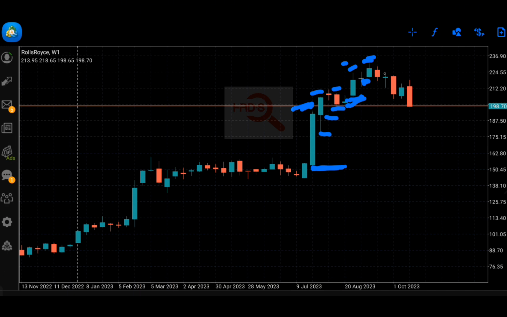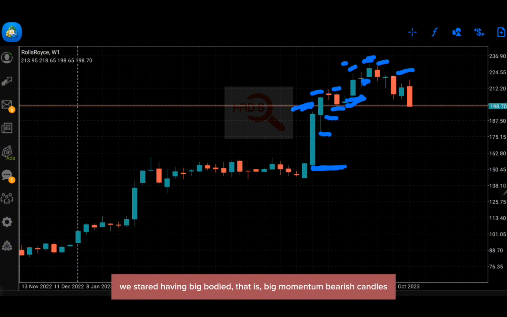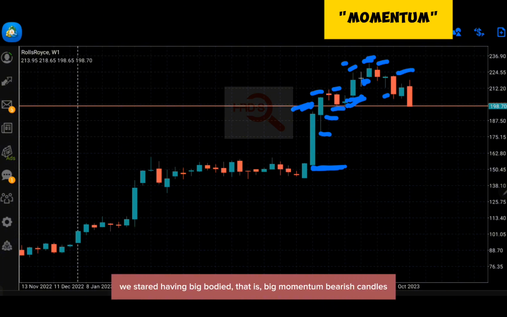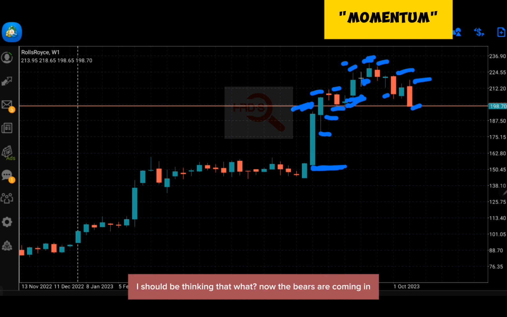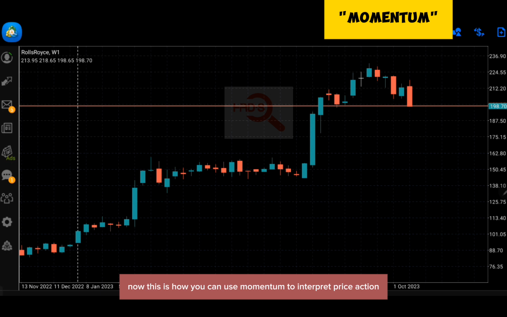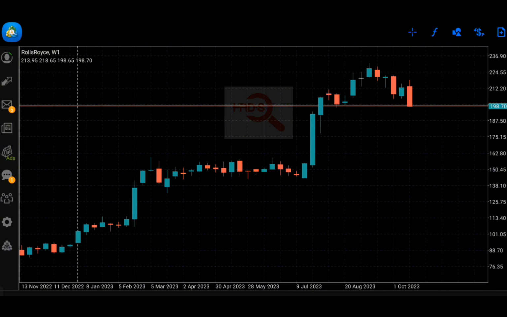So now from having small bearish candles, we started having big bodied, that is big momentum bearish candles, and then we have this again. I should be thinking that what? Now the bears are coming in. Now this is how you can use momentum to interpret price action. Now the next concept I will be using to teach you is break of candle.